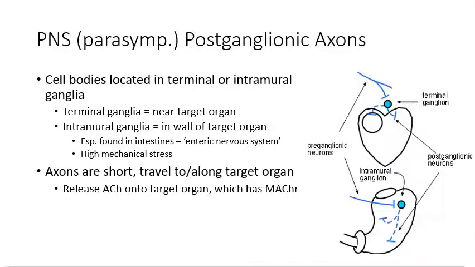So for your postganglionic neurons in the parasympathetic nervous system, their cell bodies are going to be located either in a terminal ganglion or an intramural ganglion. Those two ganglia are very similar. The terminal ganglion is very close to the target organ, and an intramural ganglion is actually located in the wall of the target organ. So it's kind of incorporated into the target organ. This diagram is kind of showing the difference between those two types of ganglia. This is a terminal ganglion, so it's very close to the target organ, but it's technically outside of it. And this is an intramural ganglion where it's actually embedded in the wall of this target organ.